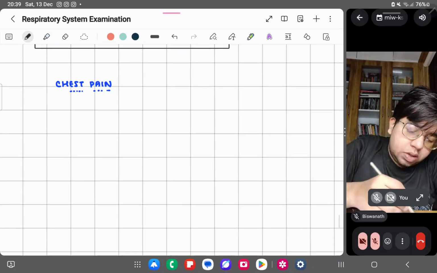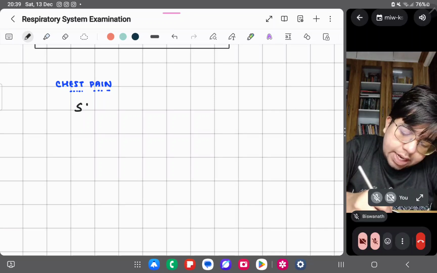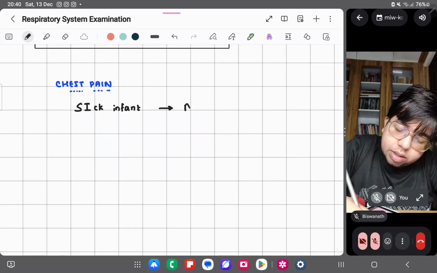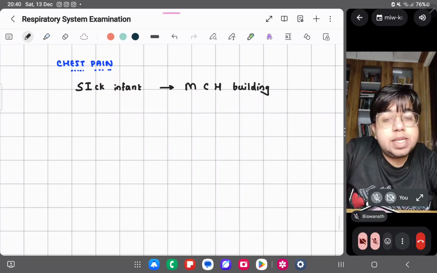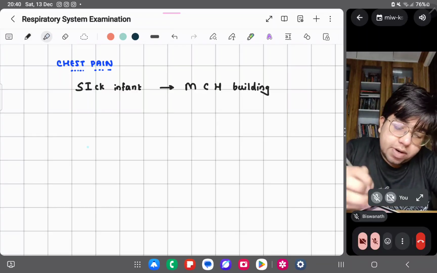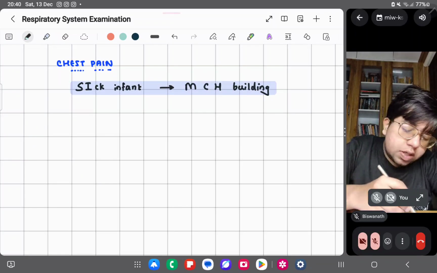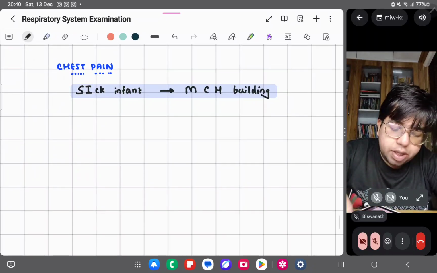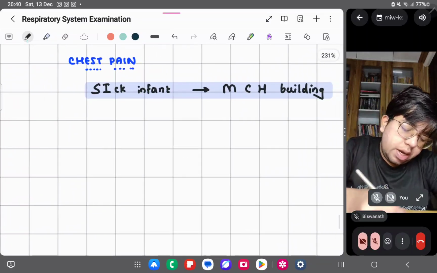I made a mnemonic: you send the sick infant to MCH building. Sick infant to MCH building. What is the mnemonic all about? What can be the causes of chest pain? You have to think about the sick infant. It's nothing to do with a sick infant or MCH, just a mnemonic.